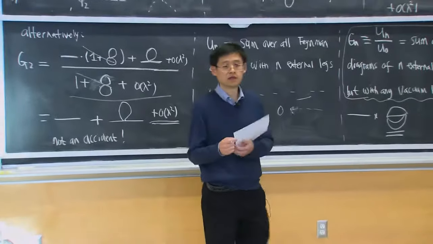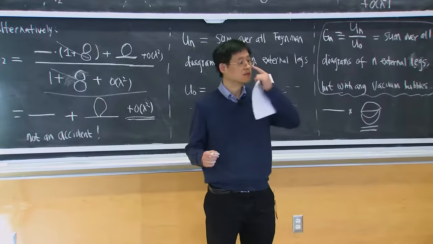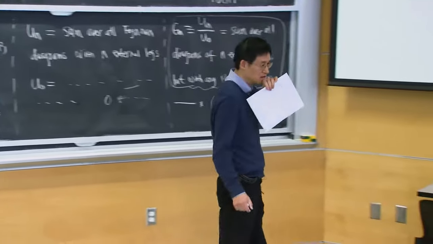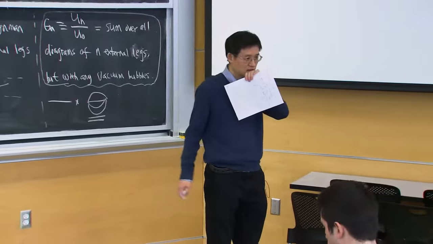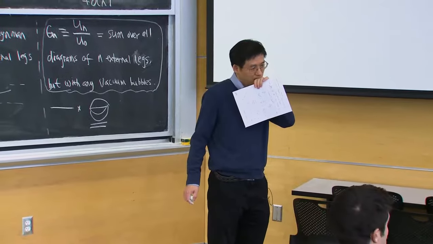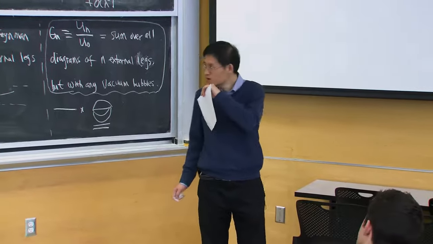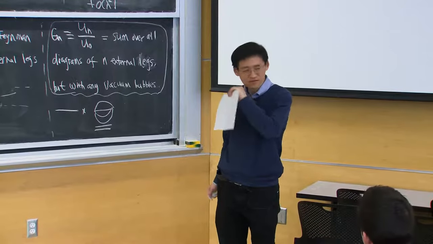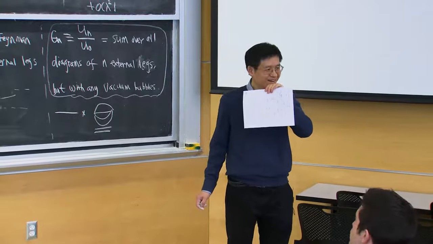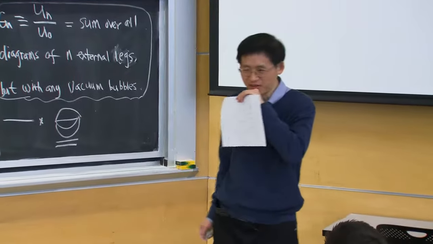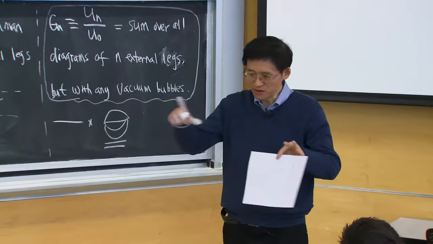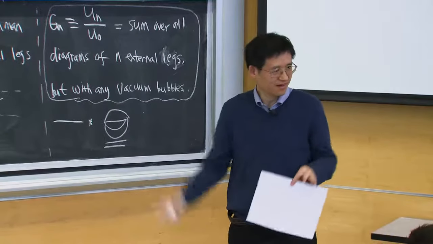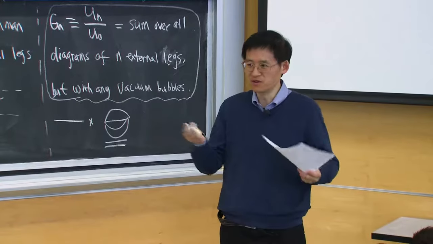Good. Any questions on this? Yes. Is there a trick to know that you got all of them? No, there's no trick to make sure you counted all of them. The only trick is patience. You just try to eliminate all possibilities. It's a finite number of them. You can always do it.